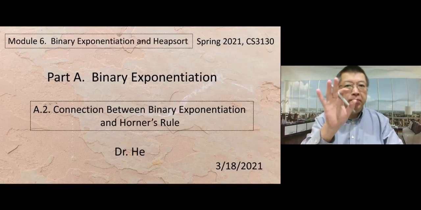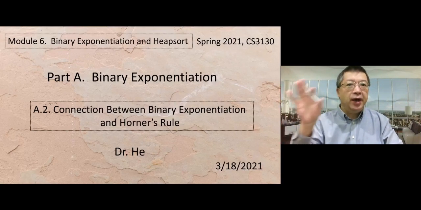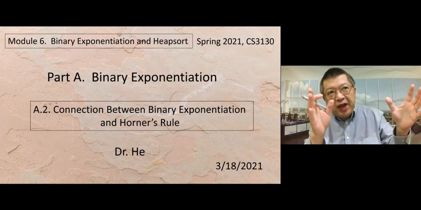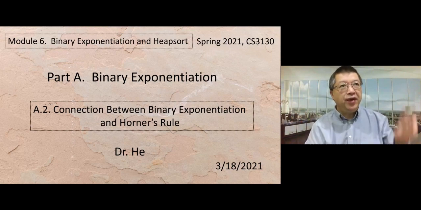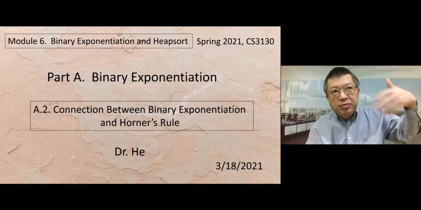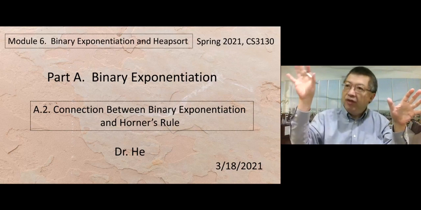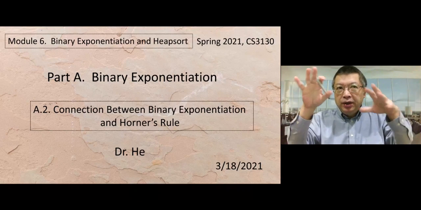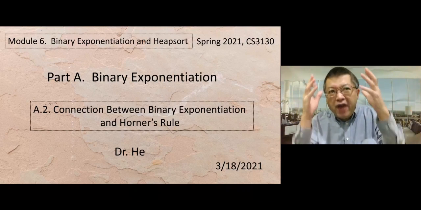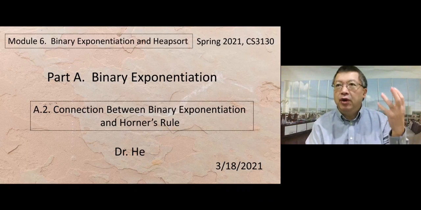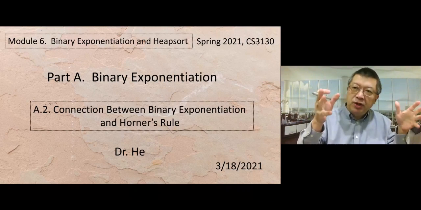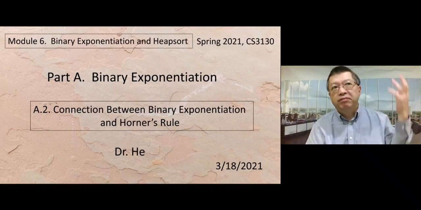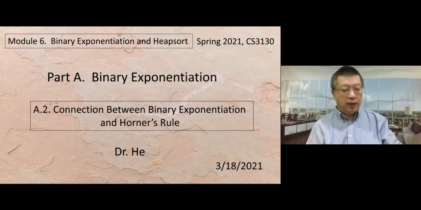Connection between binary exponentiation and Horner's rule. In this video, we want to understand the relationship between these two things, binary exponentiation and Horner's rule. So we're familiar with Horner's rule, but how do we use it, take advantage of its efficiency, to get an efficient evaluation of a to the nth power?